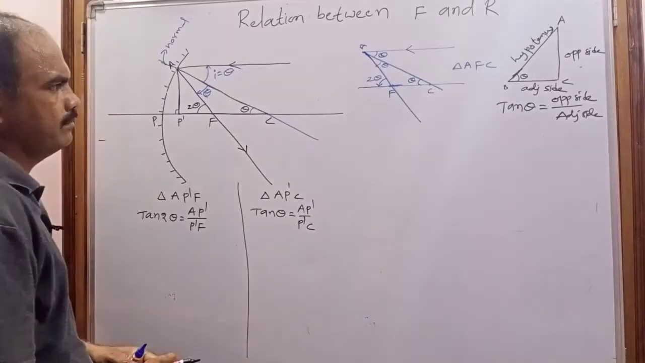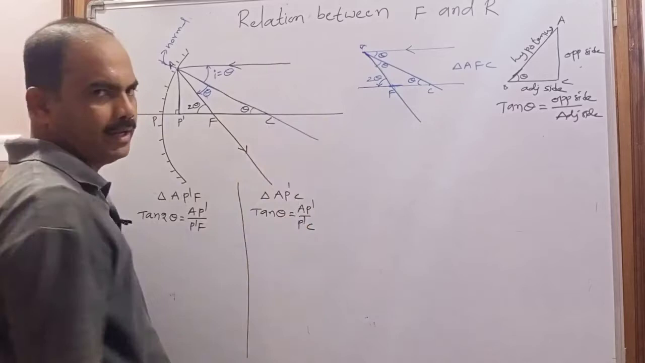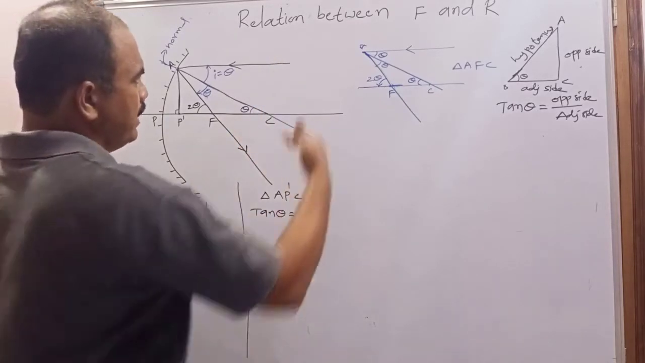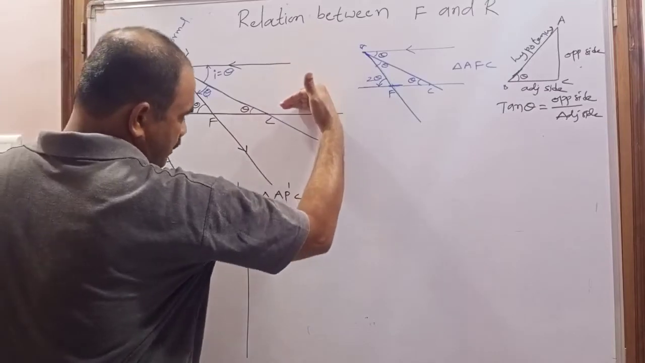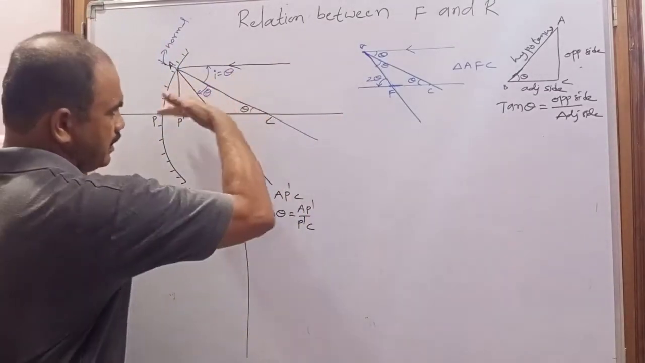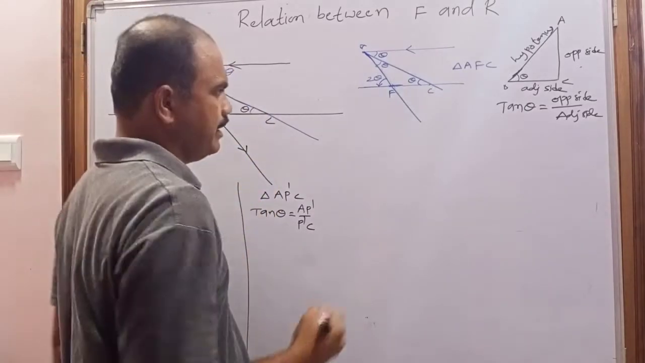Now this is the incident ray. This is very near to the principal axis. That's why these rays are called paraxial rays. So now when this incident ray approaches the principal axis, what happens? This theta becomes small. This theta also makes into lesser angles. So now that can be explained like this.